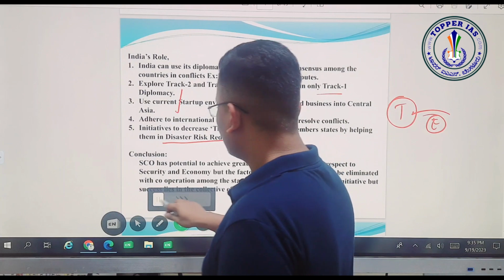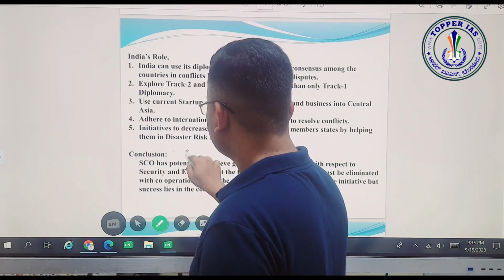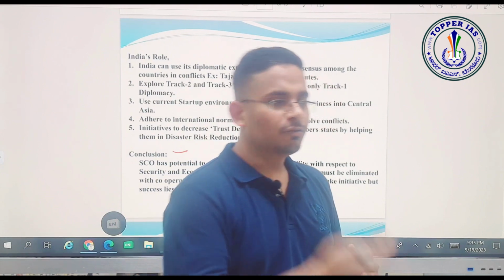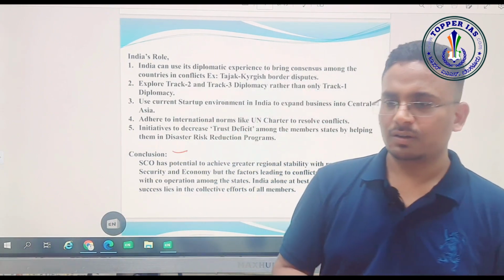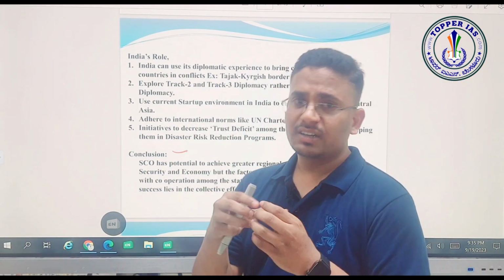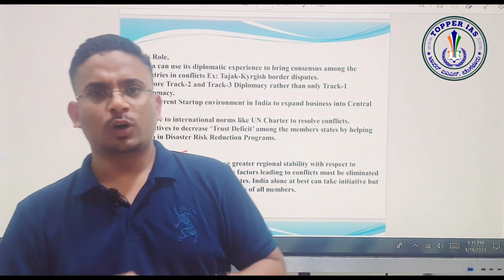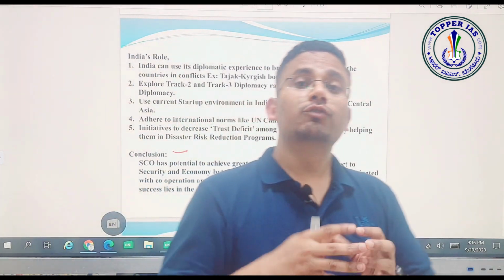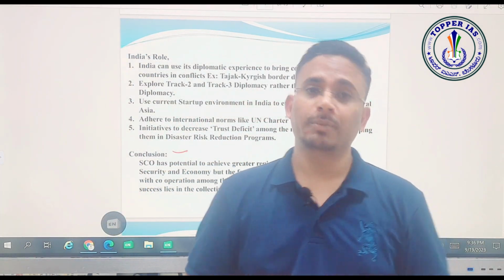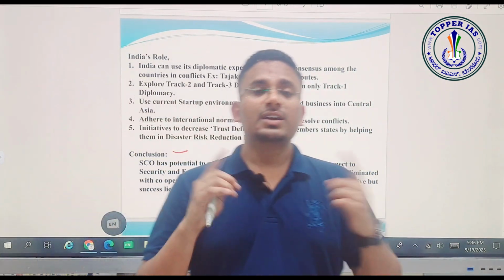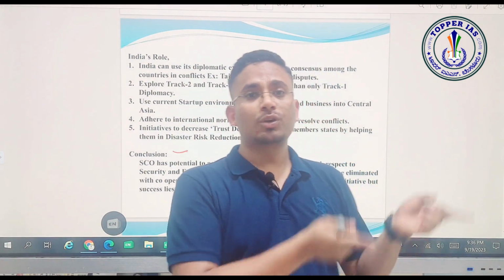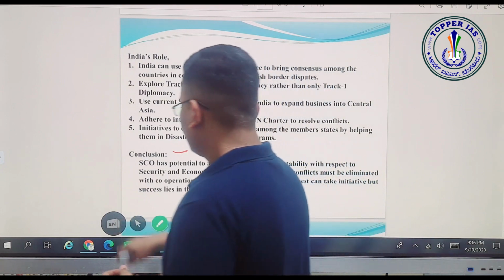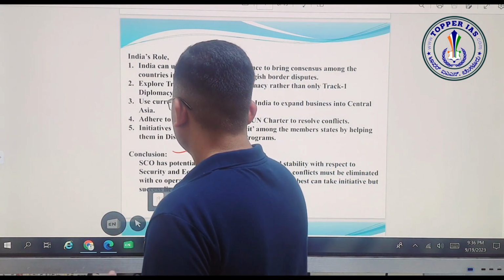Fine. So in conclusion, what you can add is that SCO is a very potential grouping. We can bring very good things out of that grouping, but the conflicts are arresting the growth. So in order to solve the conflict, India is one of the important members, but we should focus on the collective effort of all the members. Not only India; the collective effort will help us come out of these conflicts. That could be a fair ending for this question.